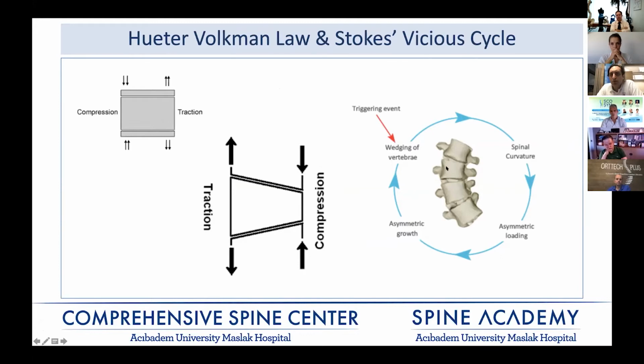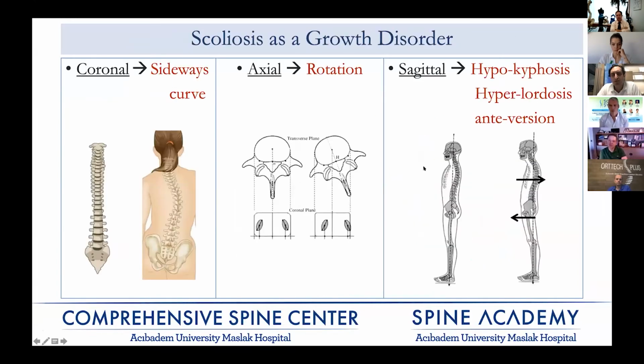And in scoliosis, because the sideways curve and the body loads are not in the middle, we get a spinal curvature and asymmetric loading. This asymmetric loading, as shown here, causes growth asymmetry and wedging of the vertebra, and then this creates a vicious cycle described by Stokes. So this is the compression, the wedging.